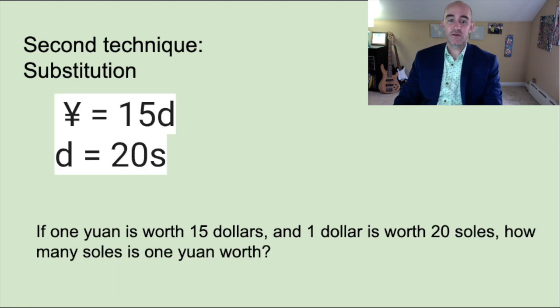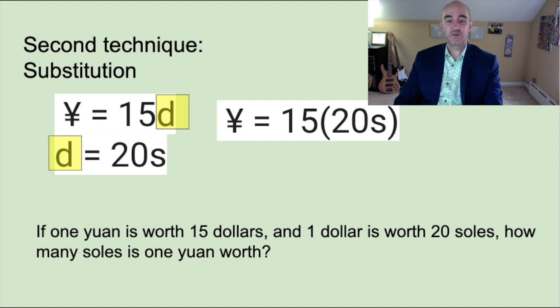If 1 yuan is worth $15 and $1 is worth 20 soles, how many soles is 1 yuan worth? Well, here we don't have something that's exactly the same on both, but we do know the value of d. And so we can substitute 20 soles, 20s in this equation, to where it says d in the first equation. That looks like this. You see how we just substituted for something that was equivalent to d?